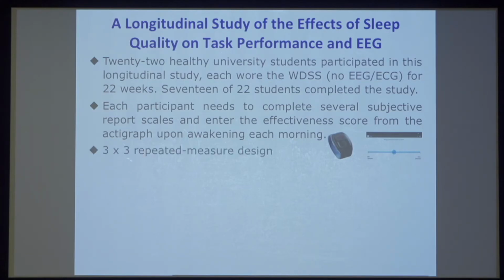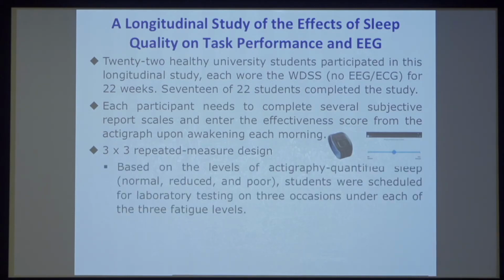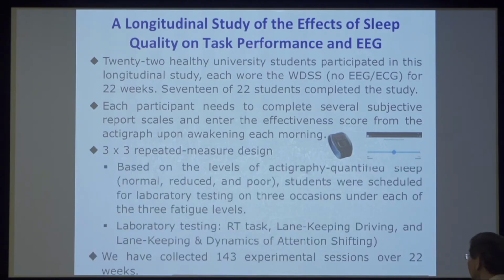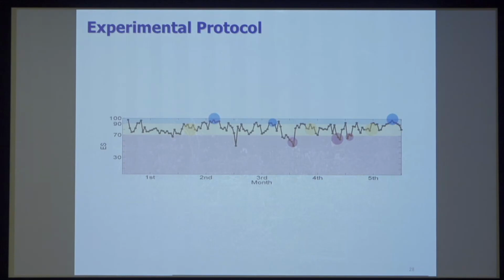And we have a 3x3 repeated measurement design. So we want to have 3 different conditions: poor sleep, good sleep, okay sleep. And for each condition, we ask them to come back 3 different times within this 5 months period. They are going to perform 4 hours of EEG experiment in our lab, including reaction time tests and lane keeping driving tests, which I already showed to you, and we collect 143 sessions over 22 weeks.